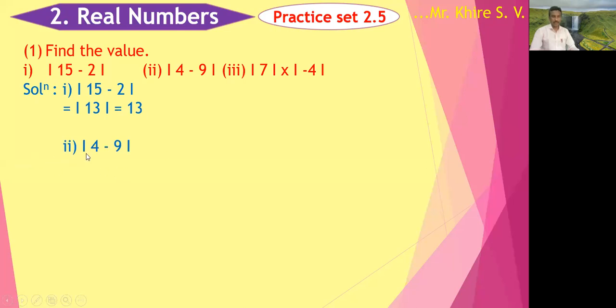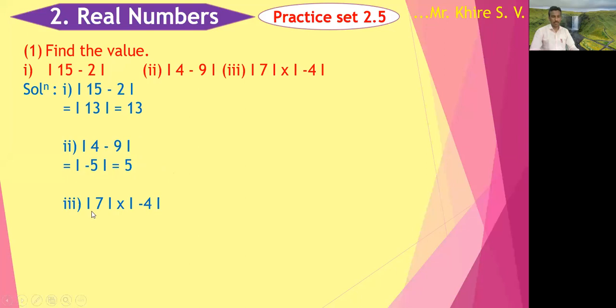Similarly, next example, mod of 4 minus 9. 4 minus 9 is minus 5. Mod of minus 5. Now, mod of minus 5, the absolute value of minus 5, is equal to 5. The negative sign is removed after mod is removed. Got it? Means the answer, the absolute value of any number, is always positive.